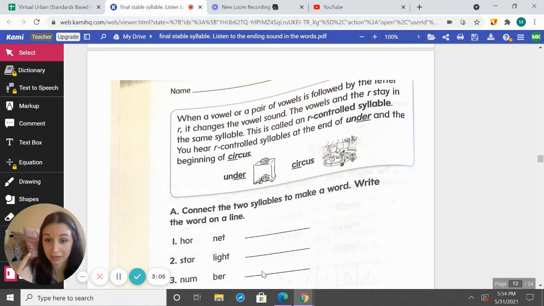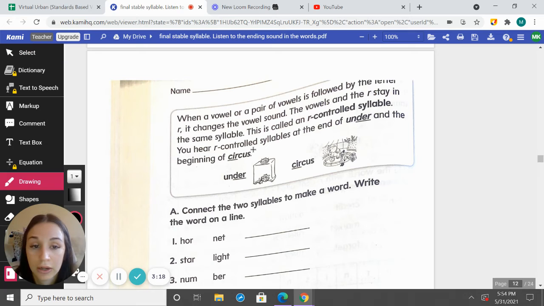So you hear me saying that. You hear R-controlled syllables at the end of under. So look, under, we have that ER, and it's in that same syllable if we broke that up right here.